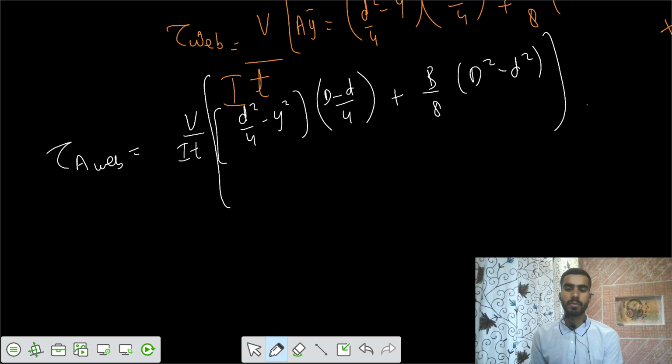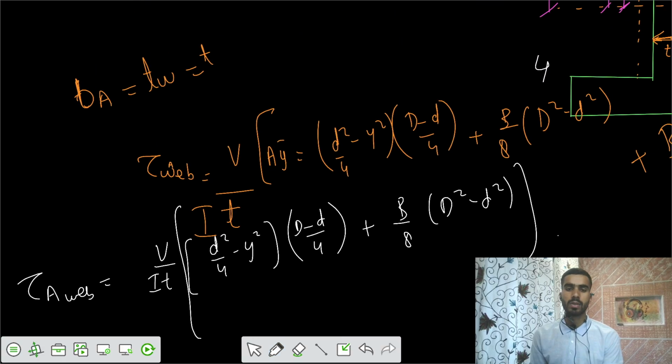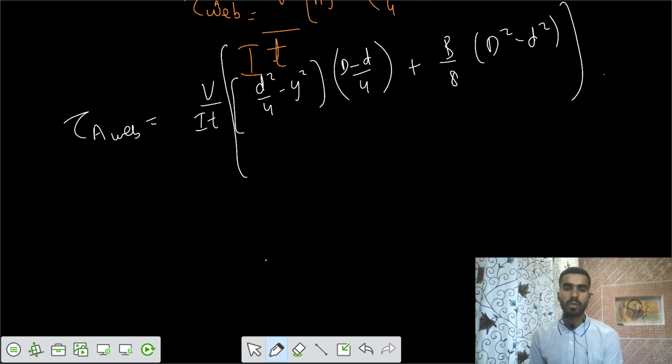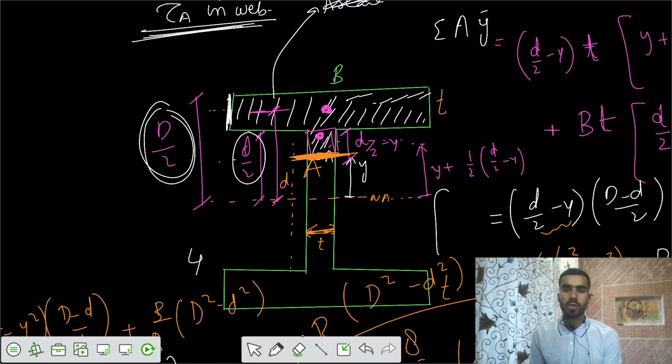Now if you simplify it again, so you got this shear stress. Now if you take that t also here, and if you want to know the value of shear stress at that junction, that is in the web at that junction, you have to go to the junction.